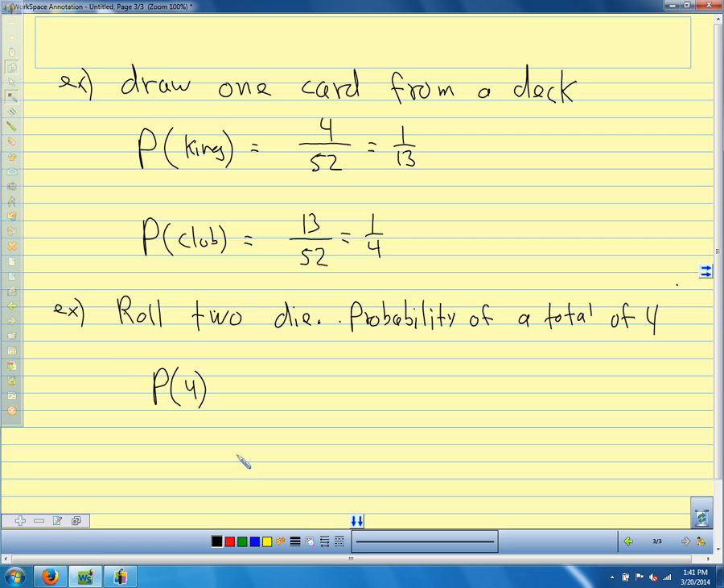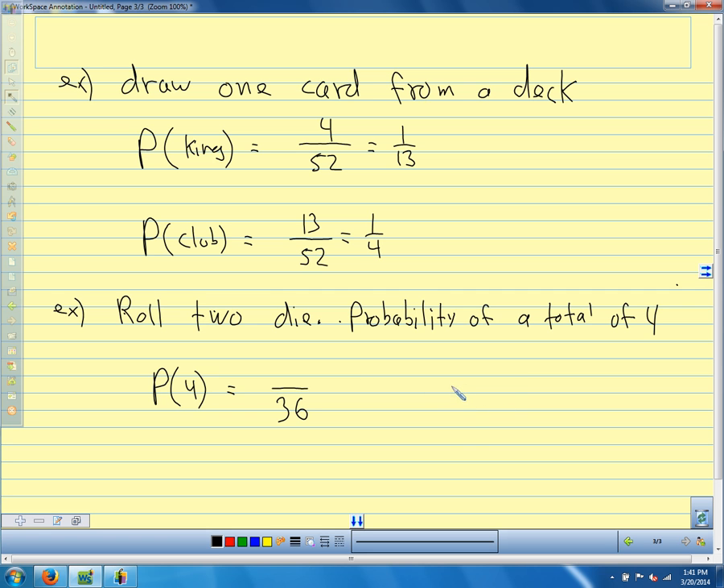So what we can do with dice, with an easy example like this, is we can just list out the possibilities. First, let's figure out our total number of outcomes. How many ways can 2 dice come up? The first one could come up 6 ways, the second one 6. So we multiply, and our total number of ways that these two can come up is 36. We have 36 possibilities.